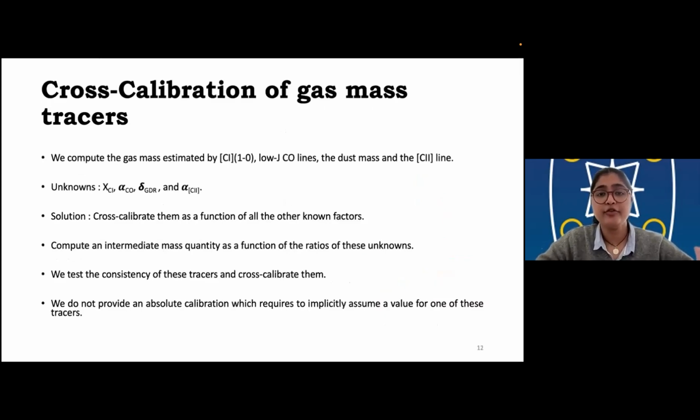So now we have 4 tracers, and all 4 of them have unknown factors in terms of the C1 abundance, the alpha CO, the gas-to-dust ratio, and the alpha C2. What we can do is to cross-calibrate these tracers in terms of all the other quantifiable or known quantities, and therefore get a relation between these tracers and see whether they're consistent or not.